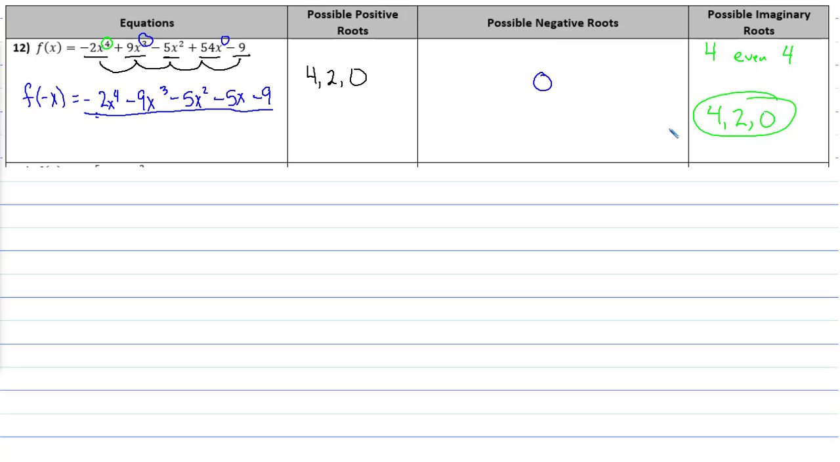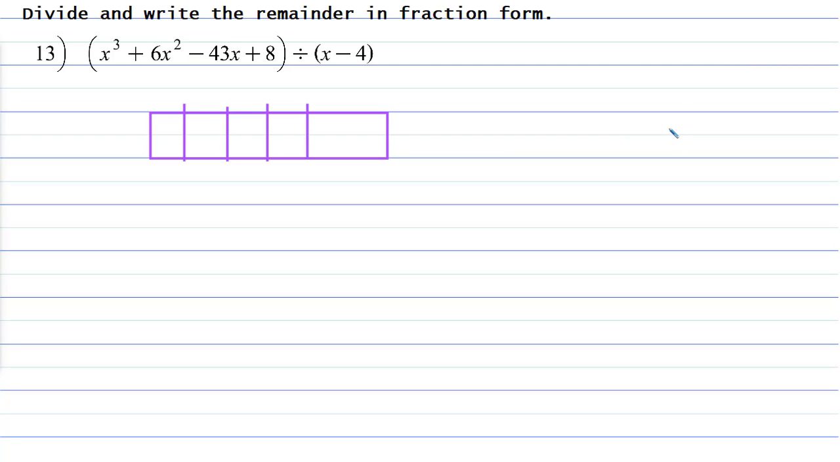The next section we're talking about is division. When we're dividing, on these, the entire instructions are going to be write the remainder in fraction form. So let's look at it and fill in. First off, do I decrease by 1 on each of my powers? Yes. Are they in order? Yes. And so now I'm going to fill into the chart.